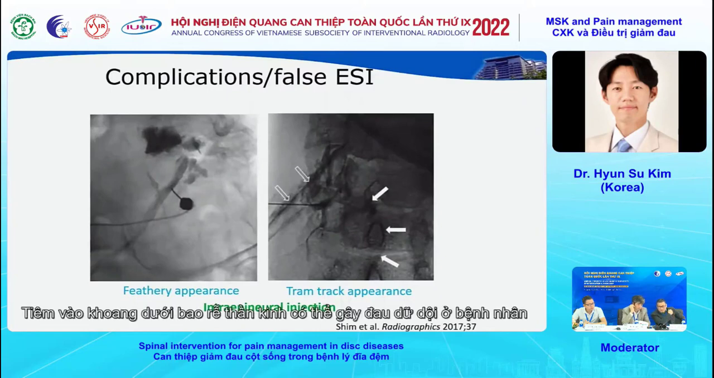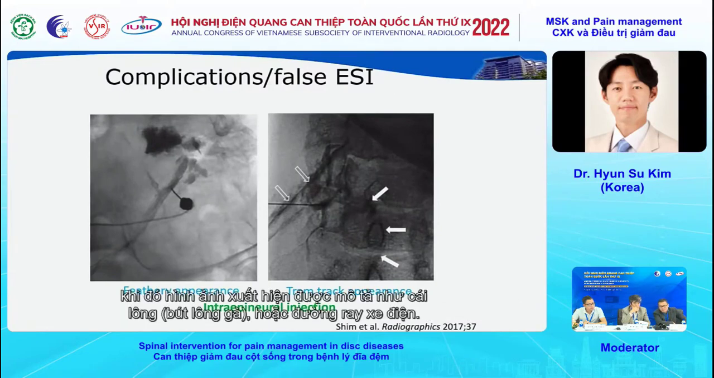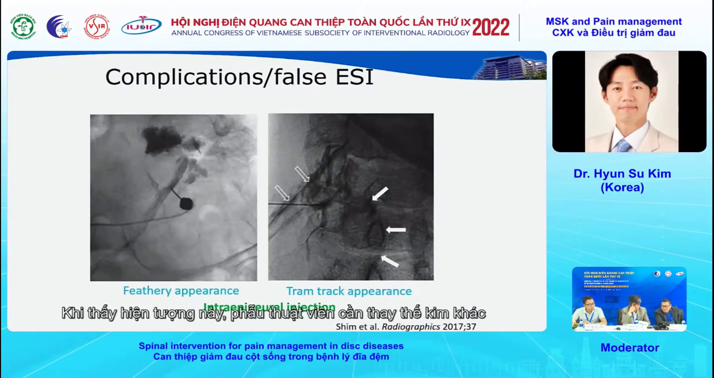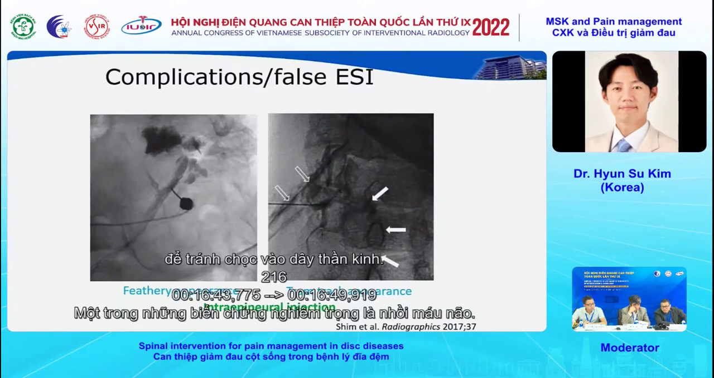Intraneural injection can happen during the transforaminal approach. The patient can express severe pain during the procedure. It can be seen as a feathery appearance or as a tram track appearance. When such findings are noted, we should replace the needle to avoid possible nerve injury.